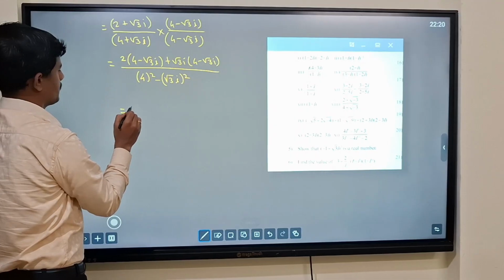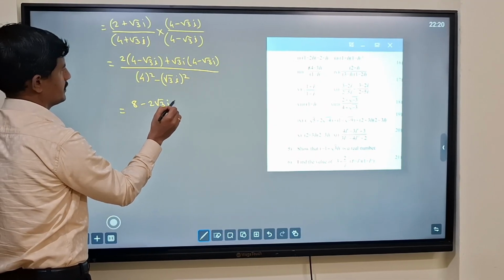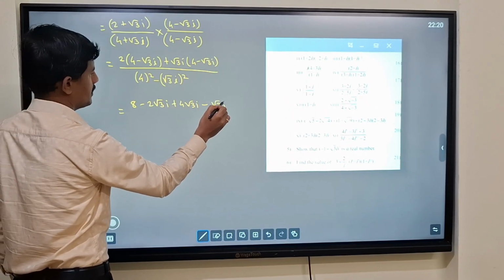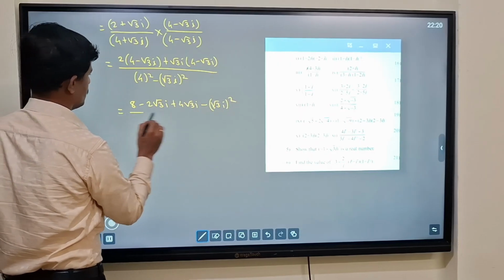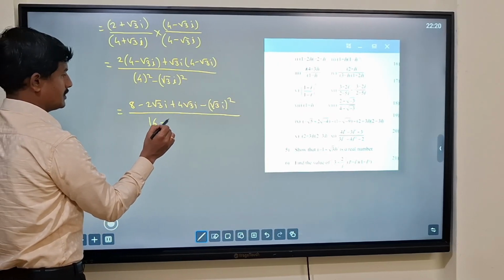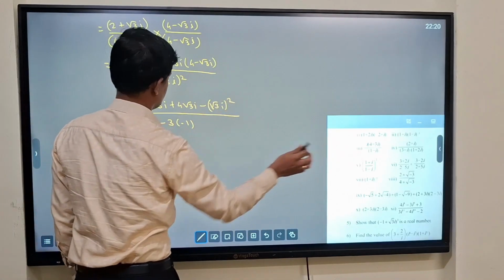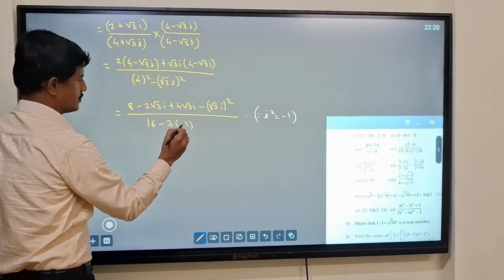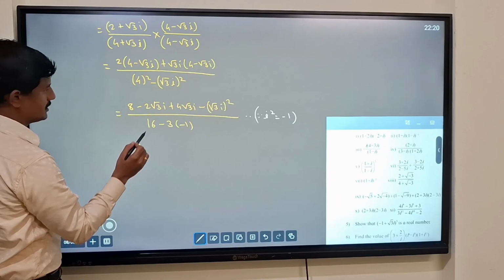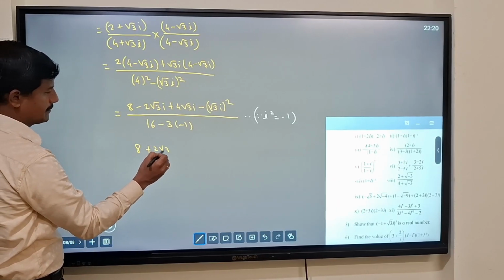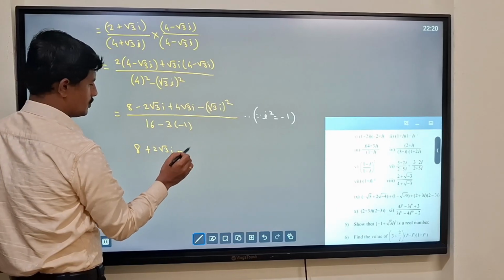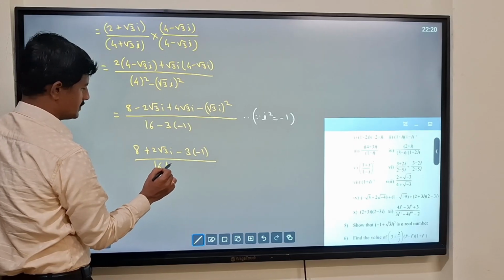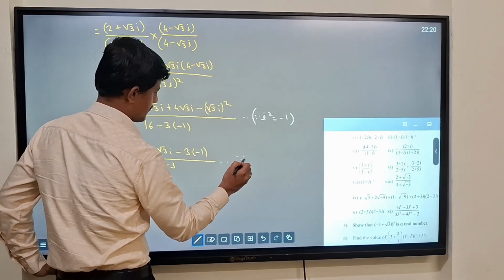So this becomes (8 minus root 3 i plus 4 root 3 i minus root 3 i whole square) upon 16 minus 3 into minus 1, because here i square is equal to minus 1. Now see, this is 8, 4 minus 2 is 2 root 3 i. Here the square of root 3 is 3, into i square is minus 1, so 16 plus 3. Again here i square equal to minus 1.